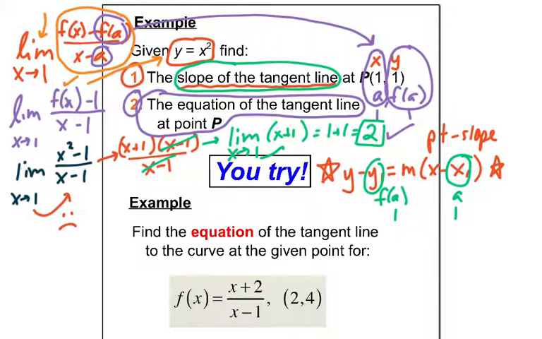The equation of my tangent line should be y minus the y value of p equals, what's the slope? Hey, we found it over here in part 1, right? That's 2. That's the slope of my tangent line. That's m times x minus the x value, or a, which is 1.